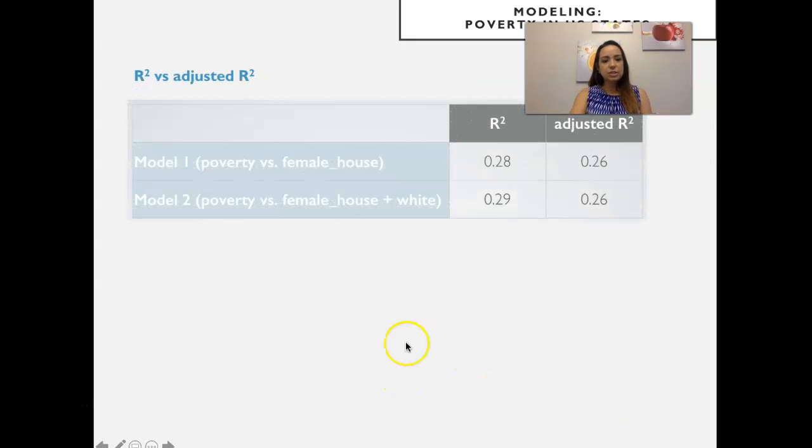So again, the R squared: if we have just percent females as heads of households, it already explained 0.28, or 28% of the variance in poverty. When we add percent white, it only increased by 1 percentage point. And if you look at the adjusted R squares, which adjust by the number of variables in the model, it doesn't change. It's like, well, you added a variable, sure, it will increase a little bit, but if you correct for the fact that you have two variables, you have pretty much no gain. So that's the benefit of looking at adjusted R squared.